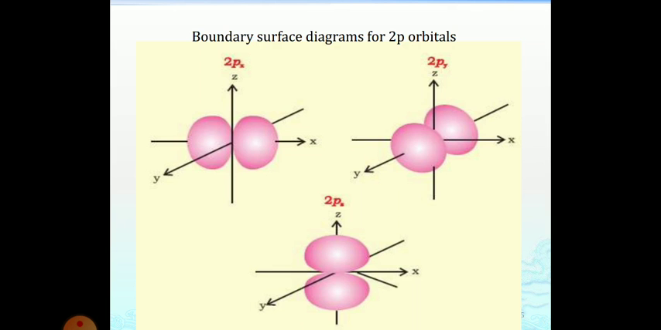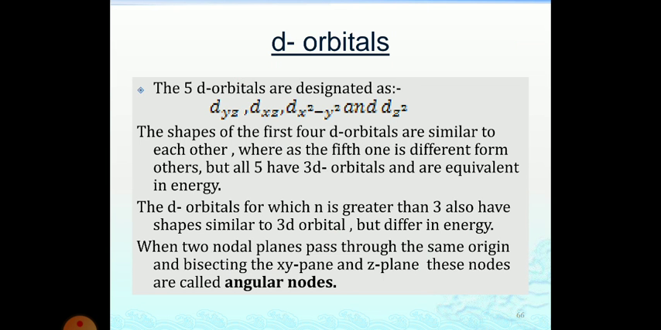So these are called 2p orbitals. Now students, after this we are moving to the next orbitals, that is d orbitals. The 5 d orbitals are designated as dxy, dyz, dxz, dx square minus y square and dz square. So totally we are calling them 5 suborbitals.